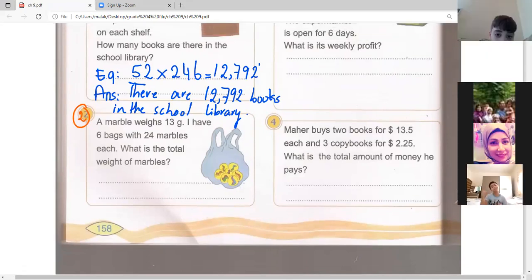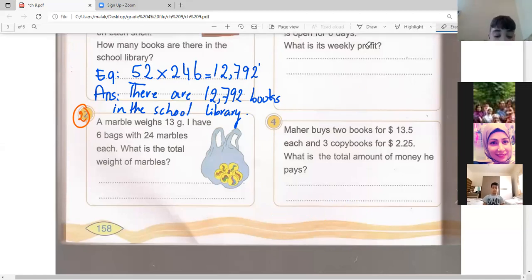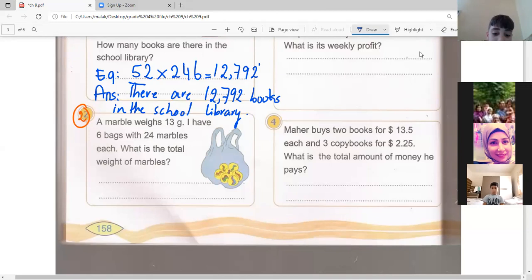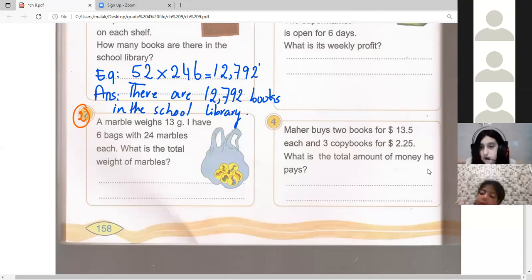Yes, Mohammad. 1 million means 1 with 6 zeros. Billion means nine zeros. Million, yes, six. Ahsan Abadi, billion, teacher.